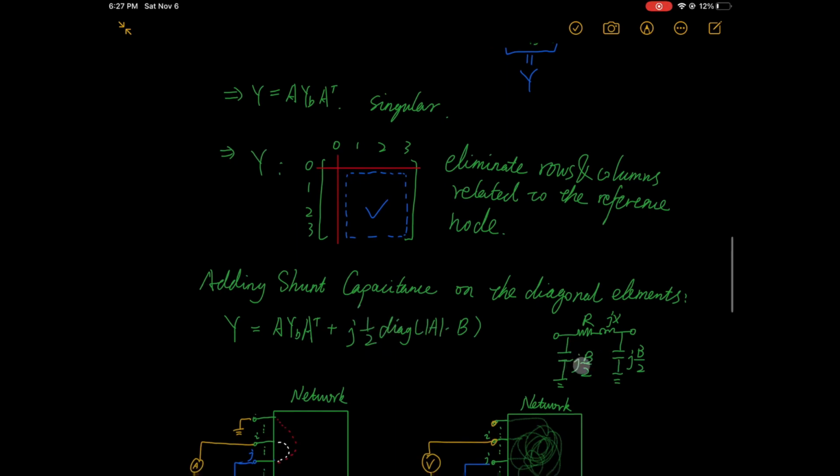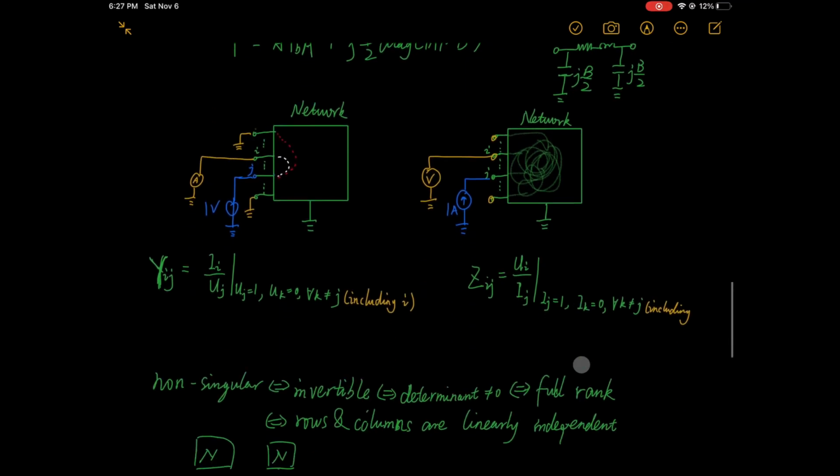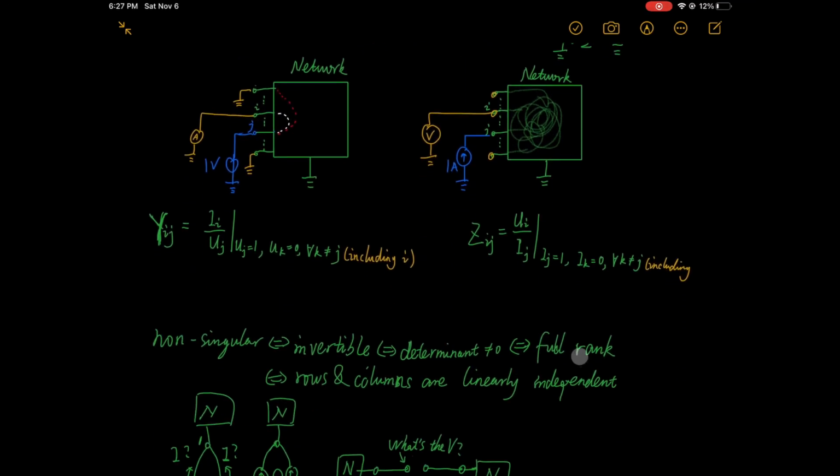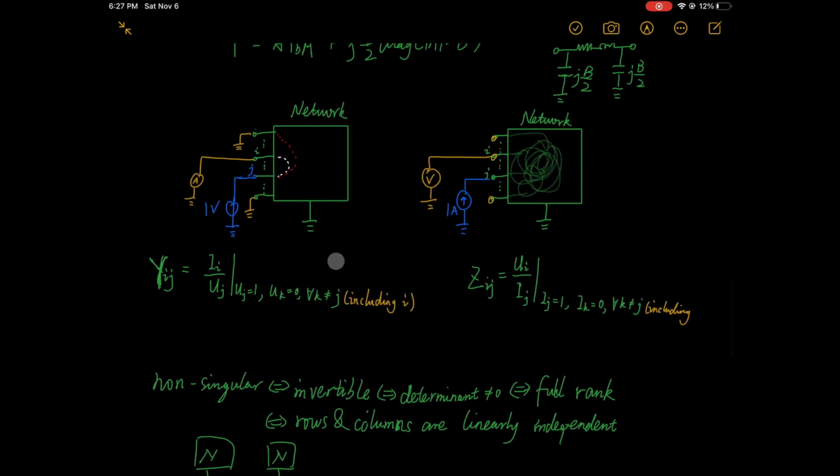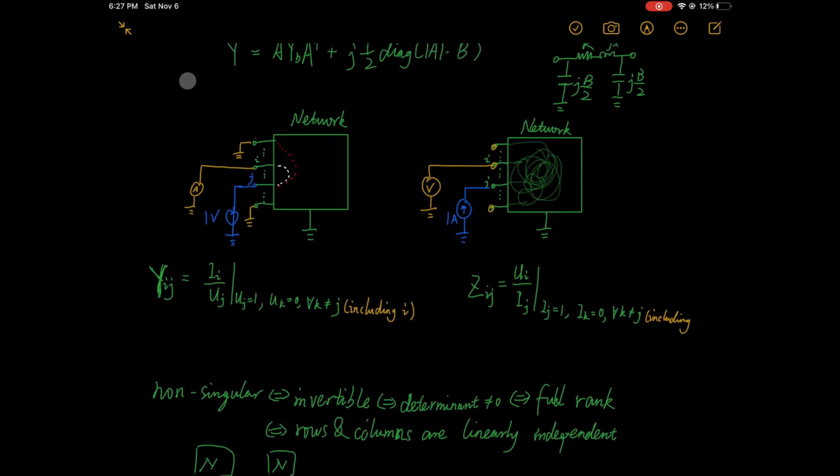At the end of this video, I'd like to talk a little bit more about sparsity and singularity of the Y matrix. First, sparsity. The Y matrix is generally sparse, and its off-diagonal terms are non-zero if there is direct connection between the corresponding two nodes. This is not true for the Z matrix.